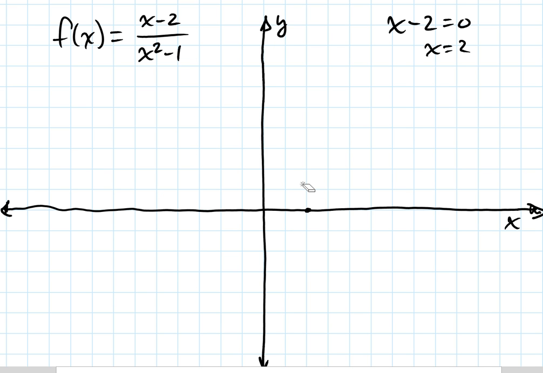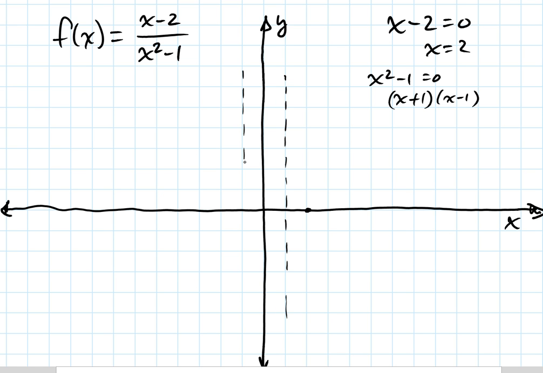The next thing I'm going to do is set my denominator equal to 0. That is the difference of 2 squares. So that factors as x plus 1 times x minus 1. That gives me 2 different asymptotes. These are vertical asymptotes. One of them is going to be at x equals negative 1. So this is an asymptote. And the other one's at x equals 1 right here.